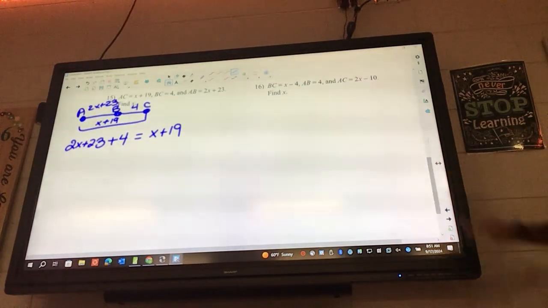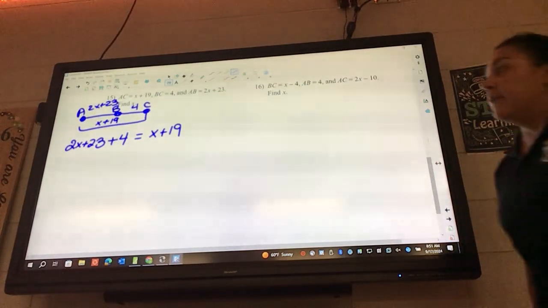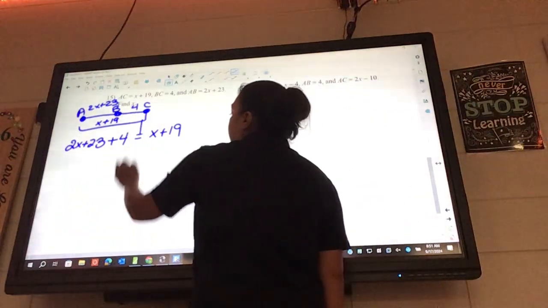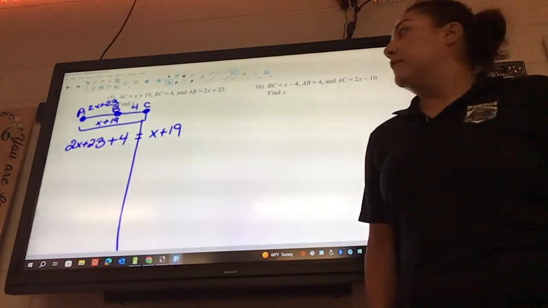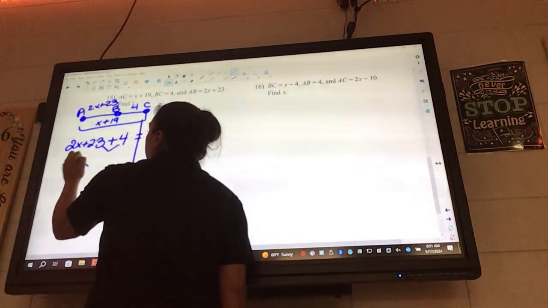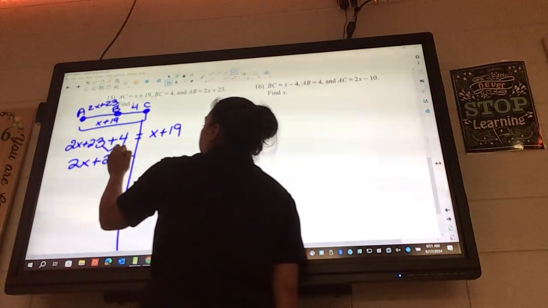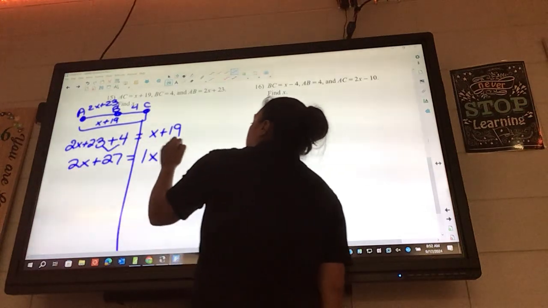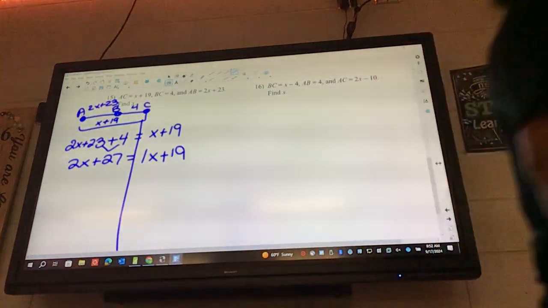Okay, how many pieces are on the left? 3. There's 3, so that means something needs to get combined. So who gets combined? 23 and 4. What is 23 plus 4? 27. Okay, so everything else is going to stay the same.